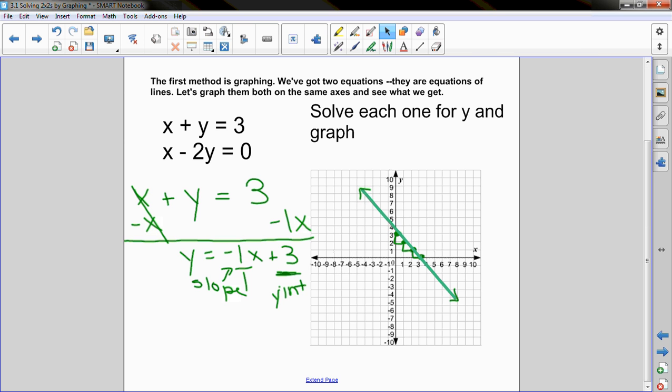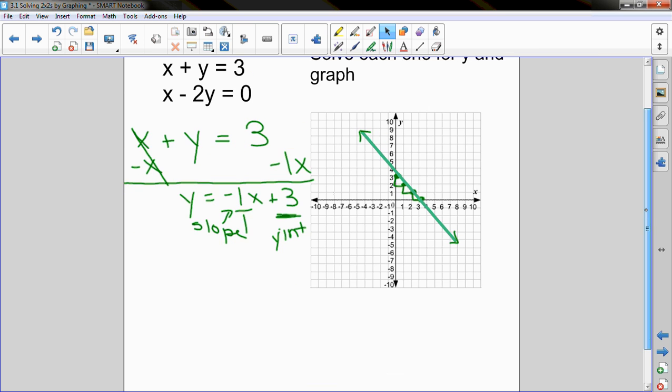For the next one, we're going to solve him. I'm going to write him in blue. You know what? Scratch that. Let me make him in red. Blue's too much like red. Okay, so I'm going to make this other one in red, and he's x minus 2y equals 0. I'm going to do the same thing. I'm going to solve him for y.